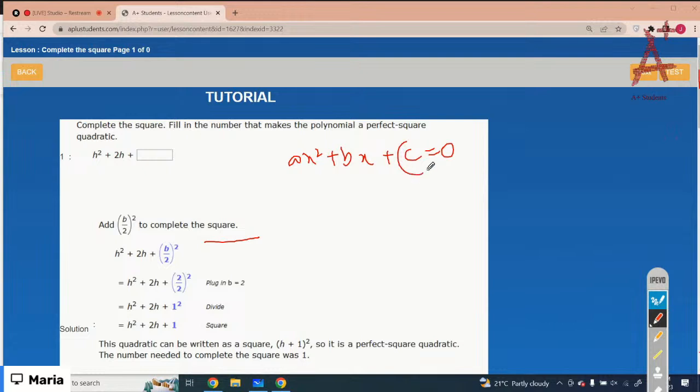So whenever you have to complete the square, like for this one, you're given h square plus 2h, but you are not given the term c. What you have to do is add (b over 2) whole square. For example, here b is 2, so it would be 2 over 2. 2 over 2 is 1, and you have to add 1 square to the equation. Got it? It would then be h square plus 2h plus 1. Got it?